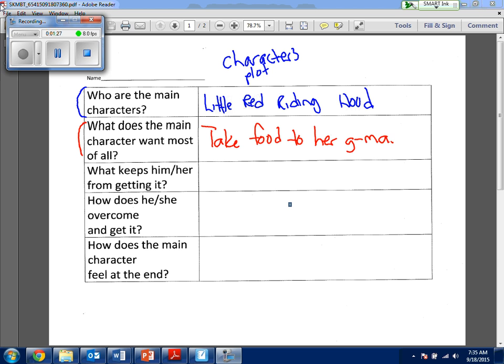And if we take a look, what keeps her or him from getting it? What is it that stops? What is the problem that Little Red Riding Hood faces? What keeps her from getting it? Well, we know very well the big bad wolf. We know he eats her.